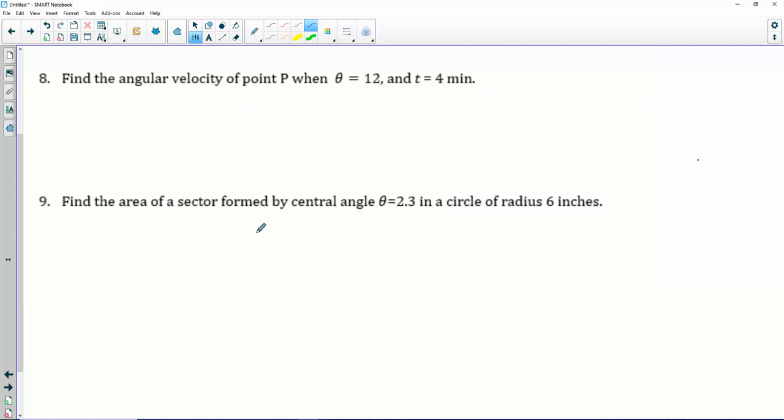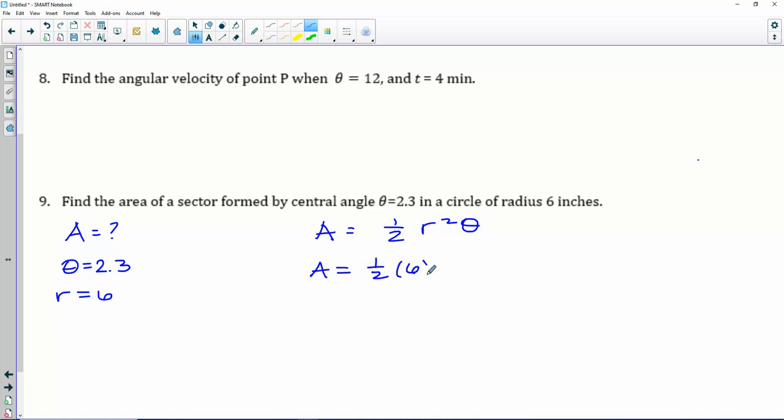These chairs are awful. Find the area of a sector. So area is what we are looking for. That tells me there is only one formula involving area. A equals 1/2 r squared theta. My angle is 2.3. It doesn't have a pi in it, but there's no degree symbol, so I know that is radians. And my radius is 6. So then we can just plug in 1/2 times 6 squared times 2.3. And if we put that in our calculator, I think it comes out to be 41.4. Area is always squared, so it would be square inches.